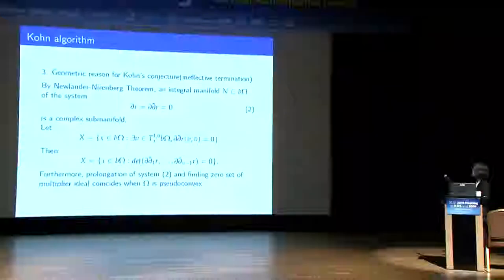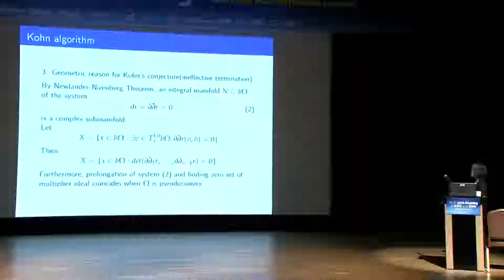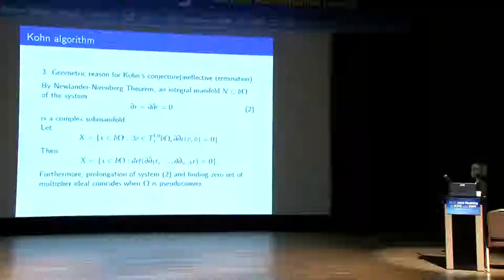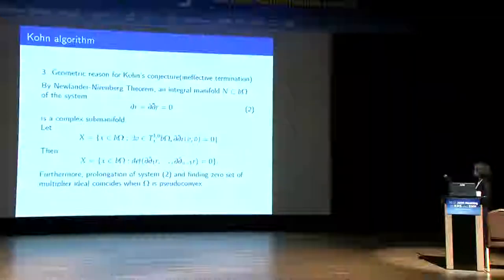And here is some geometric reason for Kohn's conjecture. This is just a reasoning, it's not a proof, but it gives some idea why Kohn's conjecture holds. So on the boundary, we consider the Pfaffian differential system. And if N is an integral manifold, then by the Nirenberg theorem, this integral manifold is a complex submanifold inside this boundary.